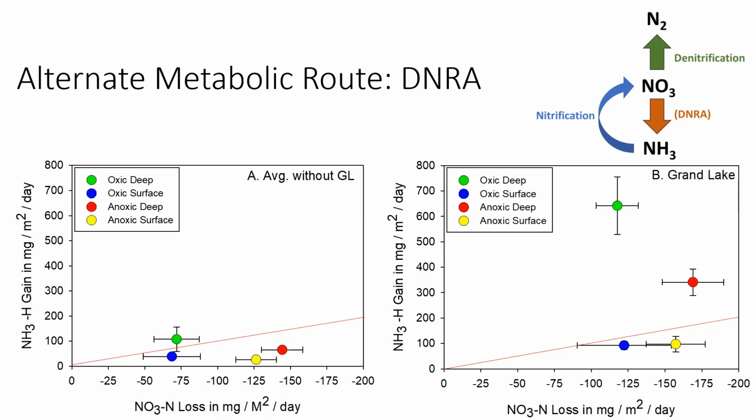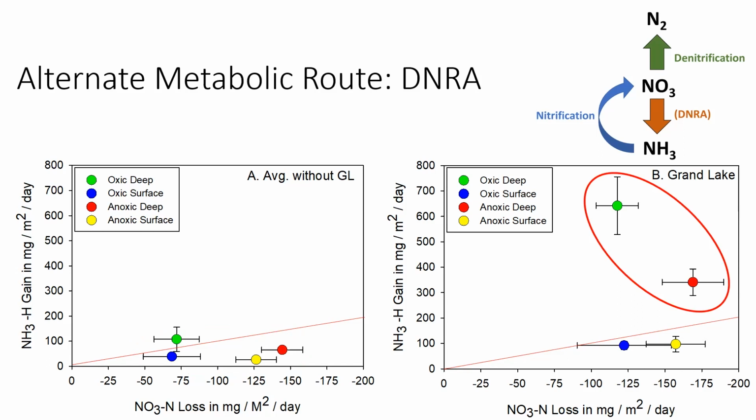But what we found when averaging our other 3 field sites together is that we have very low ammonia production, around 100 milligrams per meter squared per day. Regardless of treatment or field site, this was significantly lower as compared to Grand Lake, our outlier, where we have significantly higher rates of ammonia production, specifically in our deep injection cores, with our highest observed rates of ammonia accumulation being in our oxic deep core.